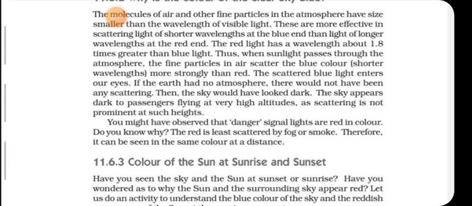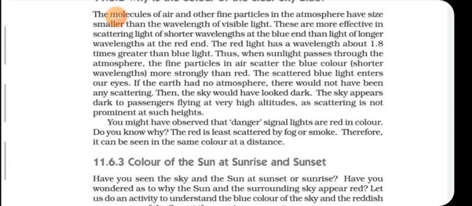Once more I am repeating, the sky appears dark to the passengers because they are flying at a very high altitude and scattering is not possible at such heights. And so the astronomers who are flying can see everywhere dark.